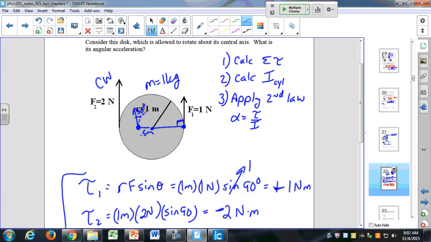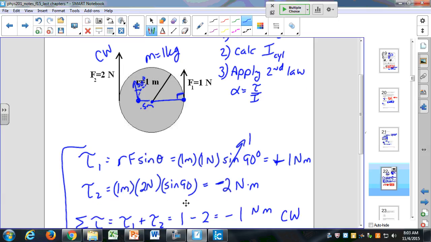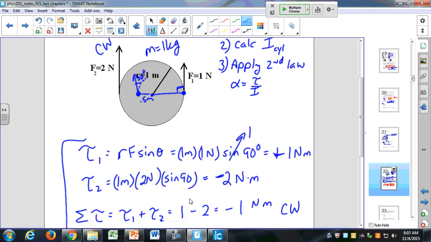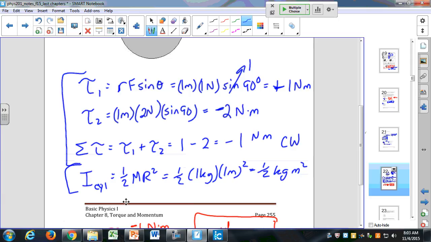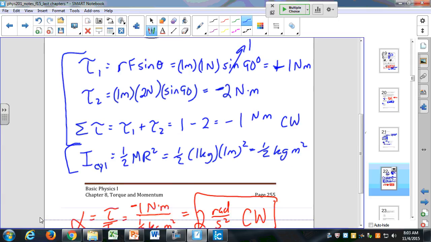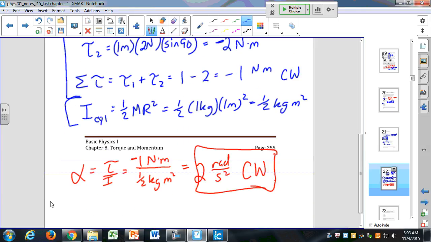Just play that by ear and look at it as you see it in the problems for calculating the net torque. Make sure you got your signs right on the torque. If it's clockwise, it's negative. If it's counterclockwise, it's positive, and you add them up appropriately. And then you find the moments of inertia using that table that I'll provide to you, and then use Newton's second law to find the acceleration.